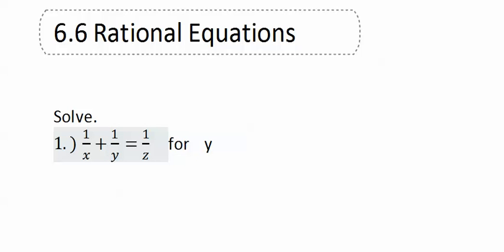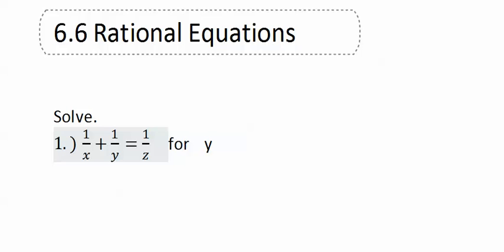Today's video is 6.6 rational equations. We're just going to be taking a look at the very beginning of this chapter. We're not going to go too in depth. We're just going to be solving for variables in rational equations, something similar to what we've done in the past.